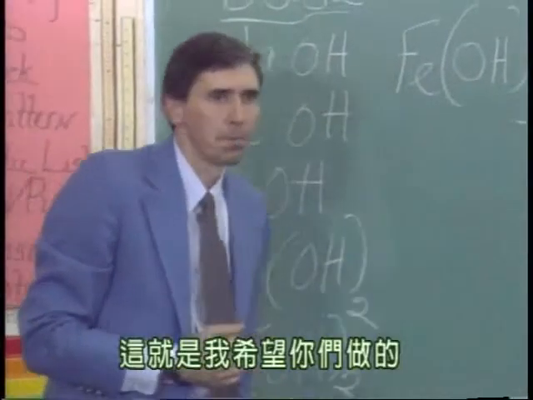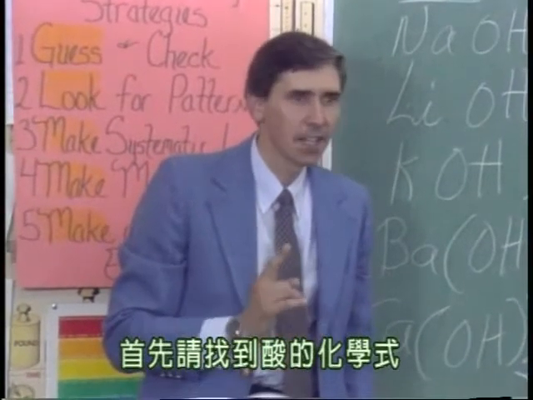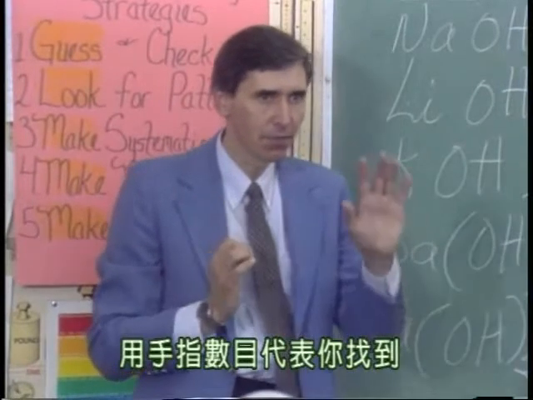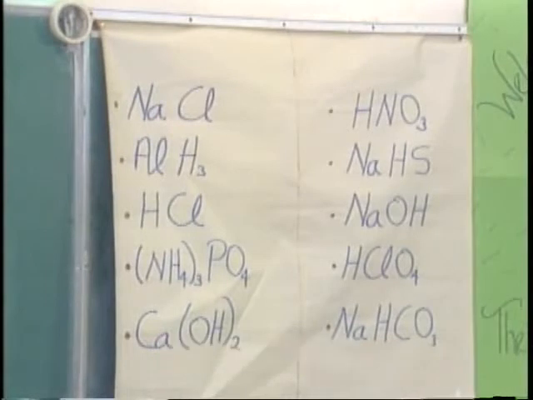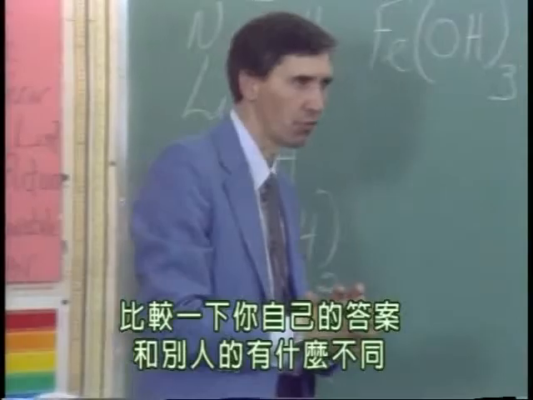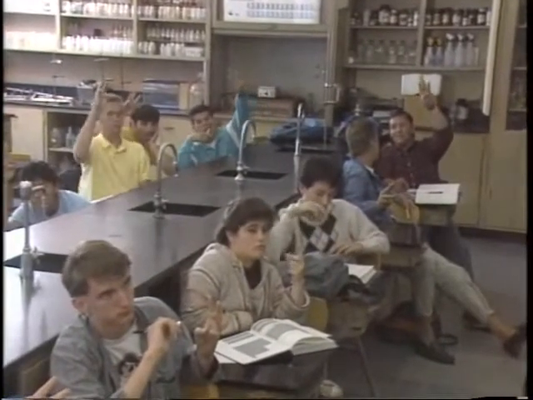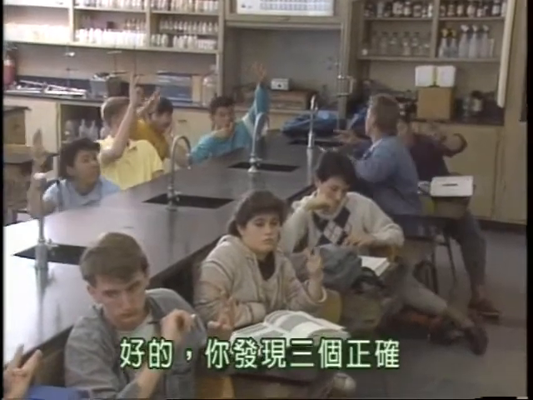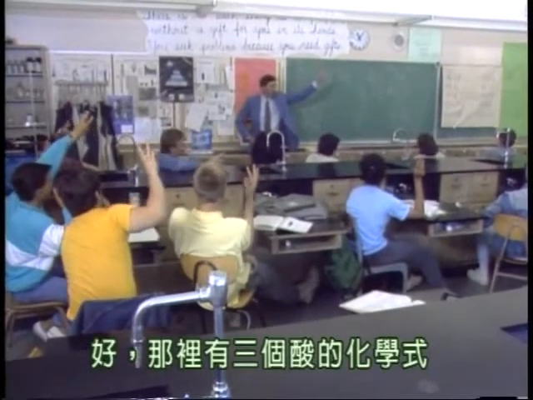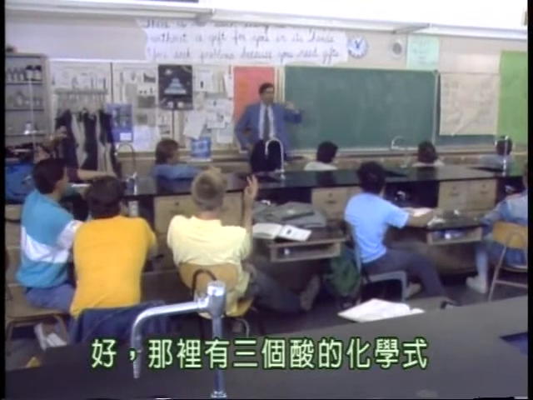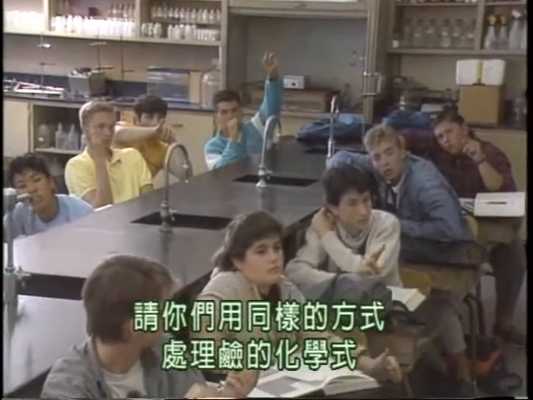This is what I want you to do. First of all, find the acid formulas. Hold up the number of fingers that indicate how many acid formulas you see there. As soon as you've identified the number of acid formulas, just hold up your fingers. You get a response from everyone. You can also check class data with other classmates. Okay, if you have 3, you're correct. There are 3 acids up there. I won't ask you what they are right now. I'm going to assume you have picked out the correct 3. Would you do the same with the bases?